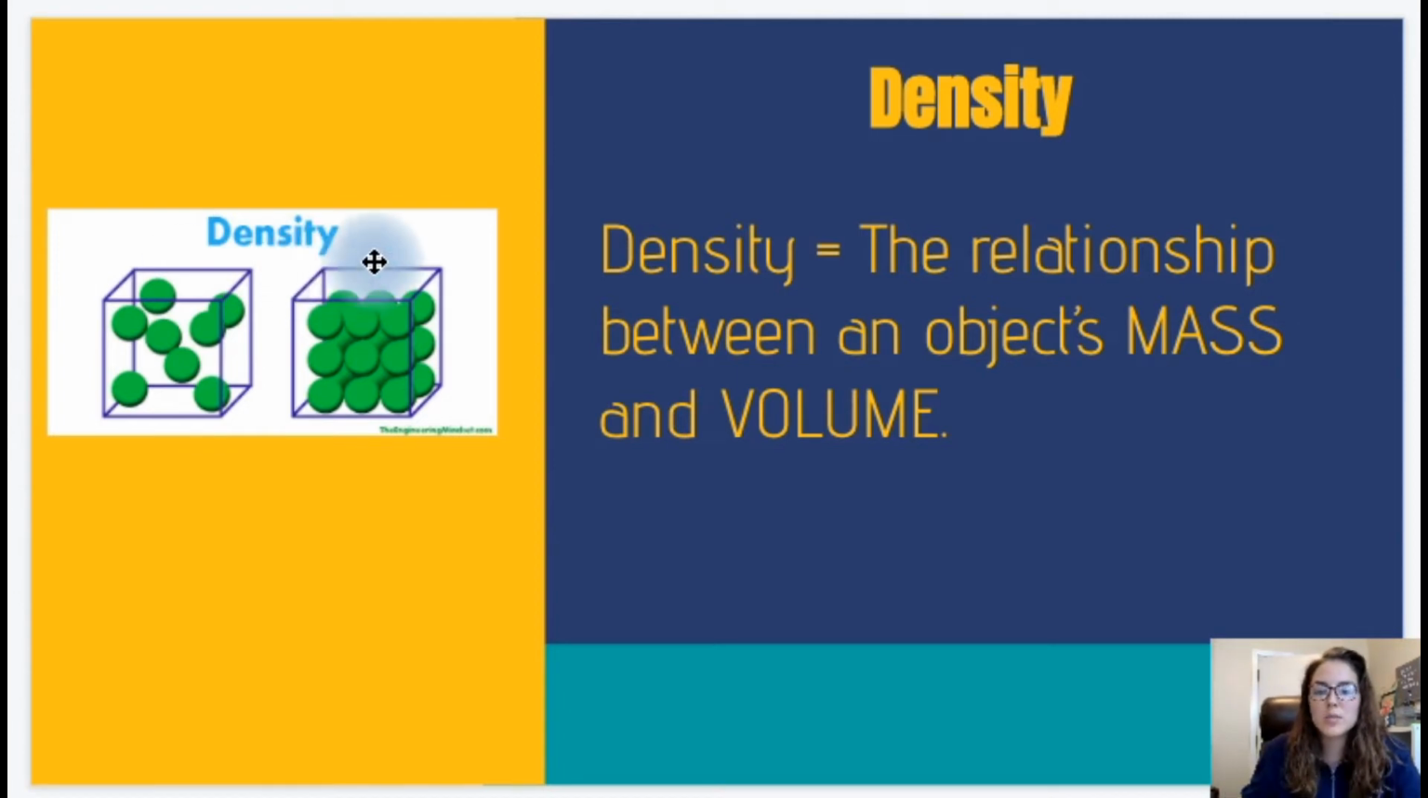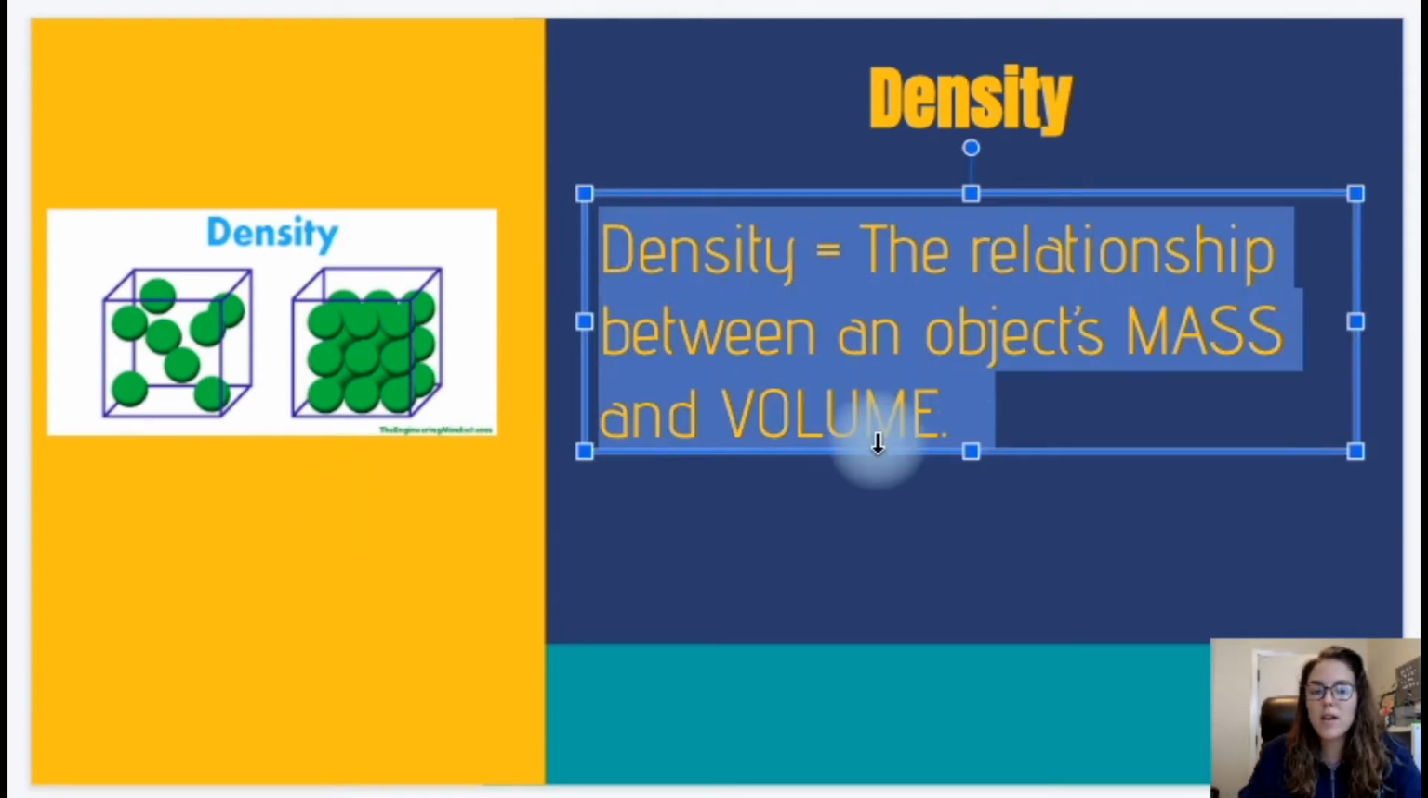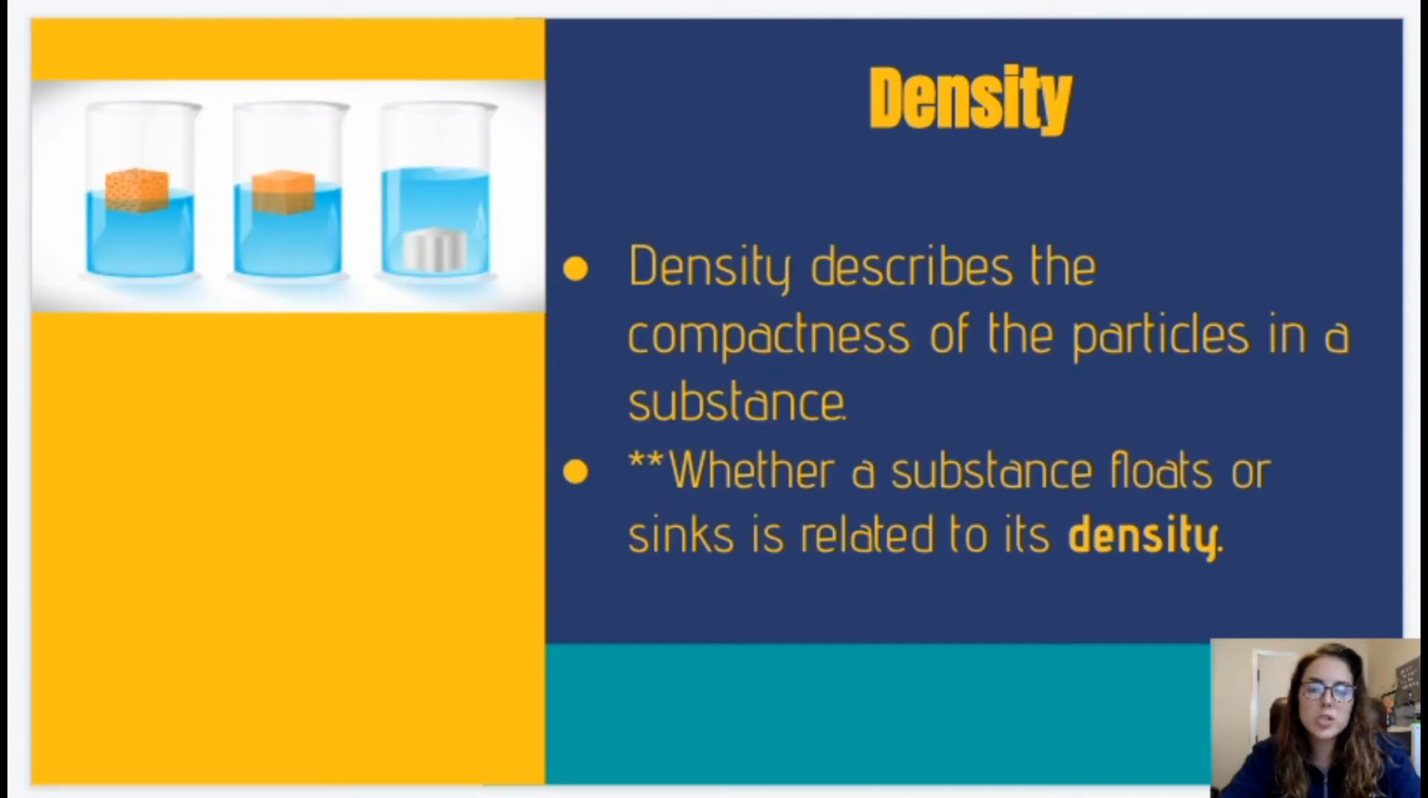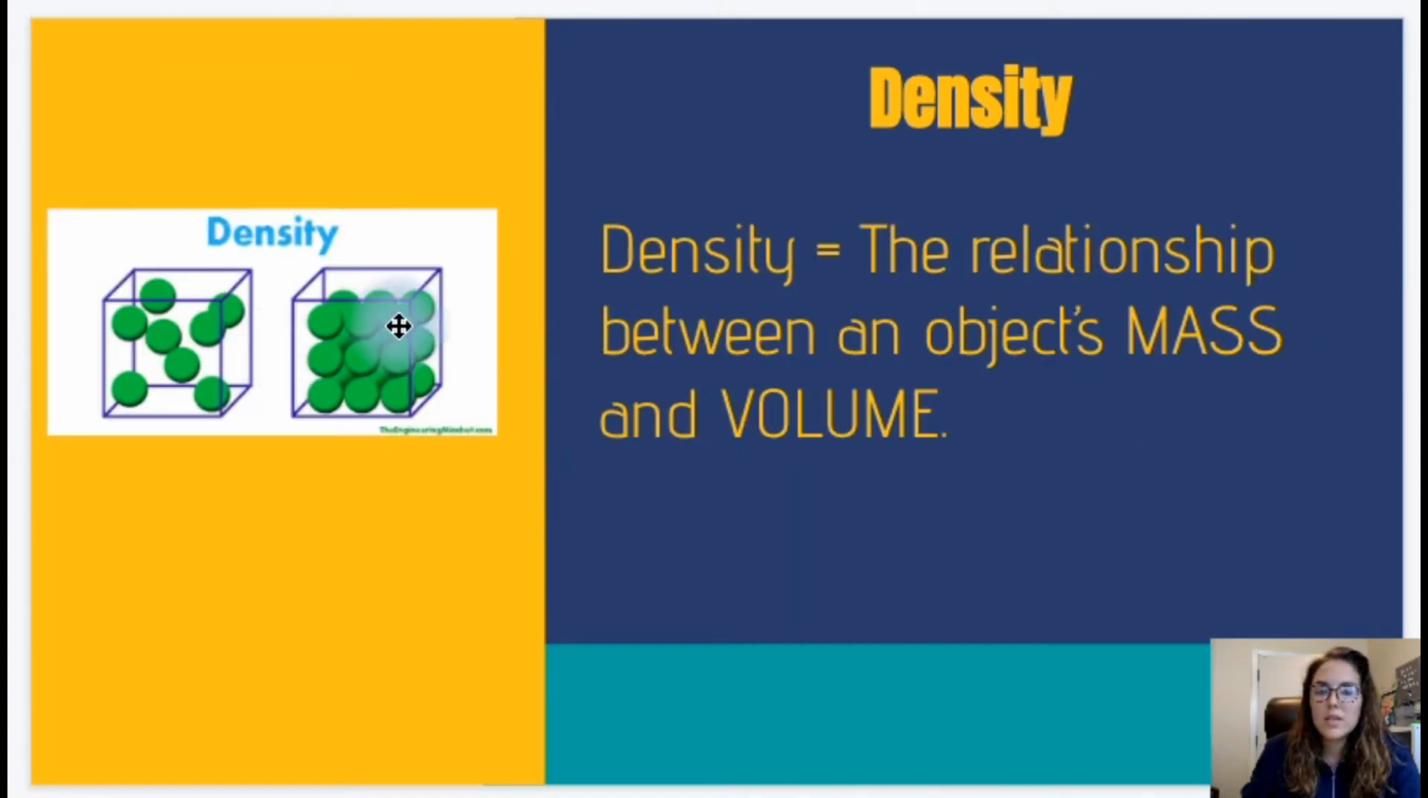Okay, I want you to keep this picture in mind. And don't forget at any time, if I'm going too fast, go ahead and pause to write down what's on this slide. So you do want to write down density and you want to make sure that you have that meaning. When we say it's the relationship between an object's mass and volume, what we mean is that it describes the compactness of the particles. So basically, this has more density because these particles are closer together. They're more compact. And this has less density because the particles are more spread out.